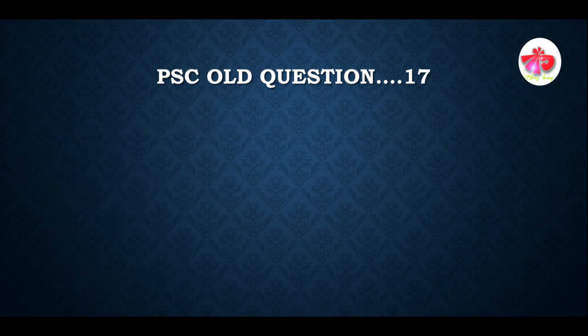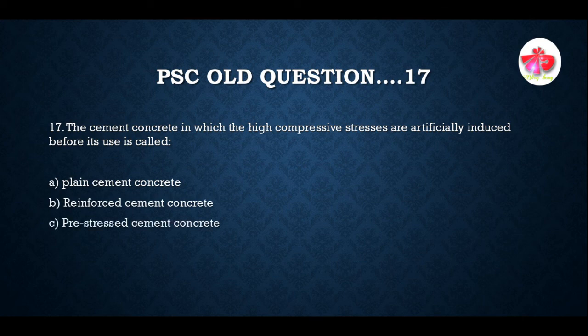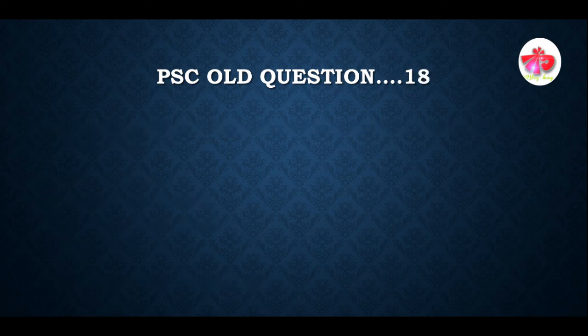Now question number 17. The cement concrete in which high compressive stresses are artificially induced before its use is called what? Option A is plain cement concrete PCC, option B is reinforced cement concrete RCC, option C is pre-stressed cement concrete, and option D is lime concrete. So friends, the cement concrete in which high compressive stresses are artificially induced before its use is called the pre-stressed cement concrete, option C.